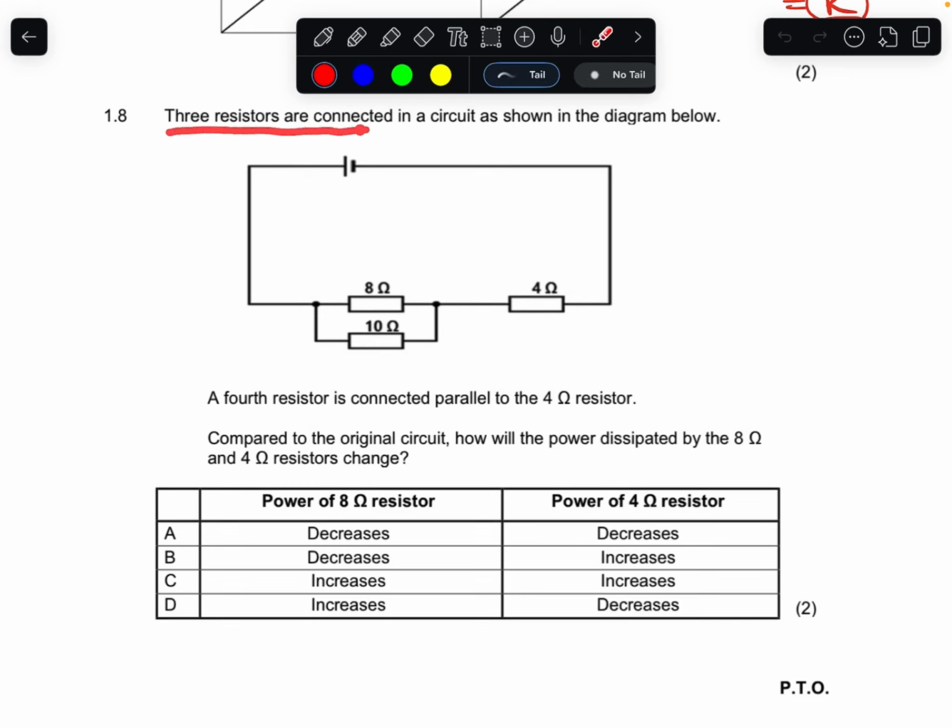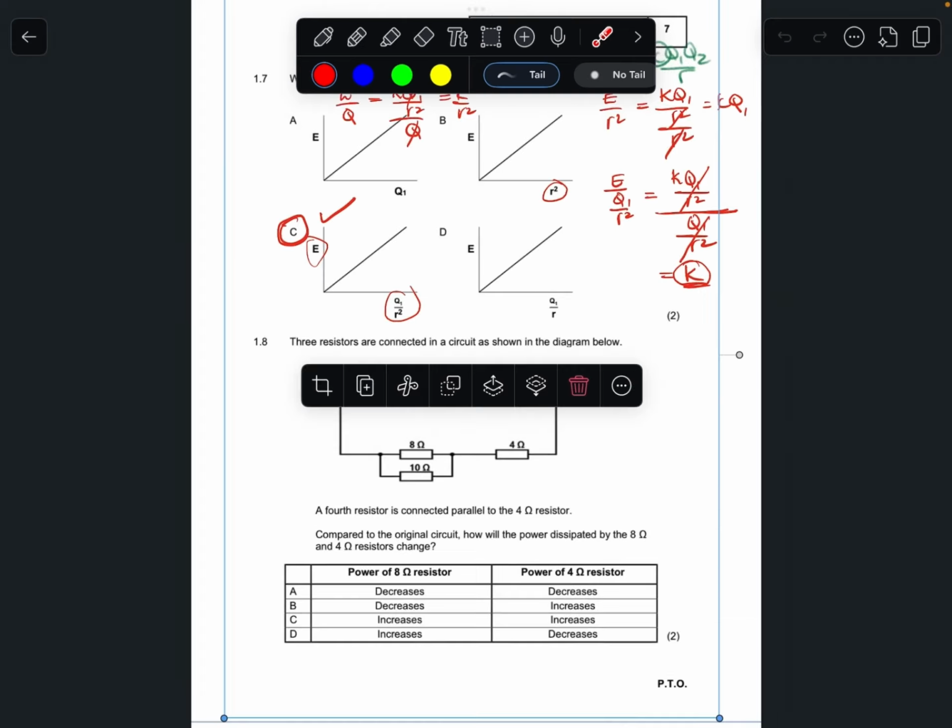Let's look at 1.8. 1.8 says three resistors are connected in a circuit shown in the diagram below. Here's the circuit. The total current goes this way, and then it splits, and then it combines and passes there. So that means our circuit has a parallel section and a series section. It has a total current and a total resistance, right?